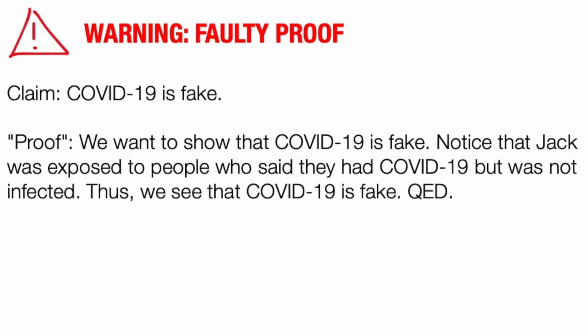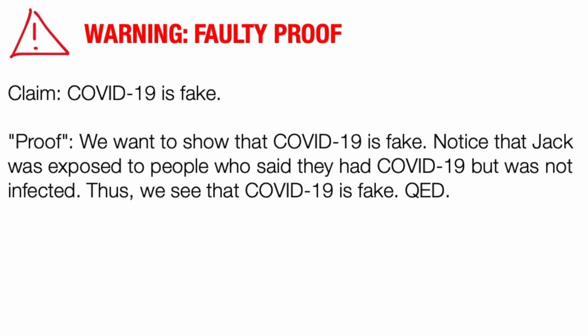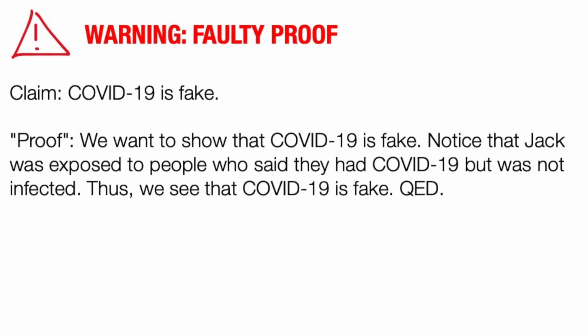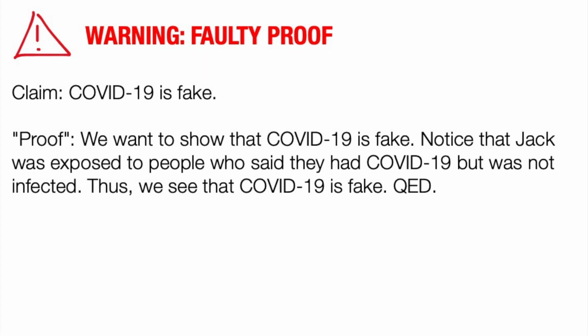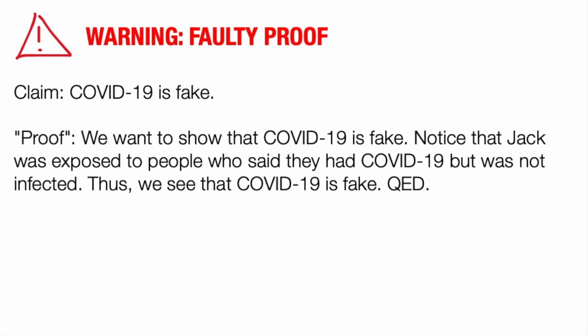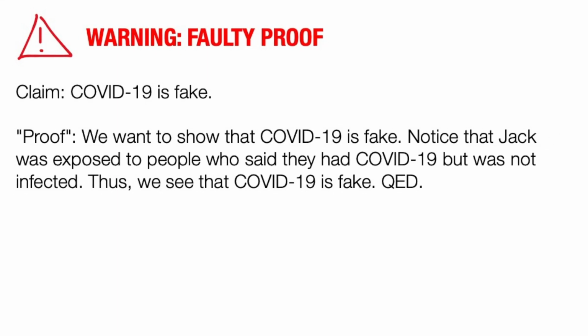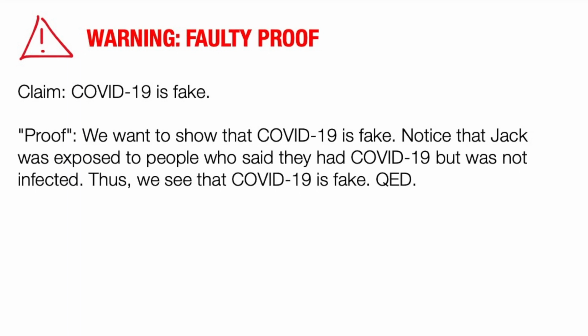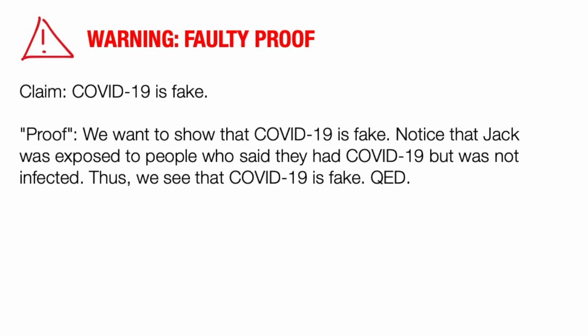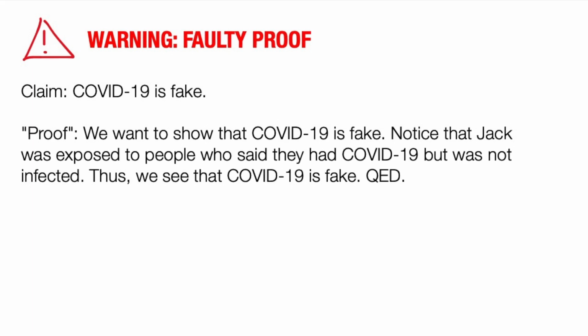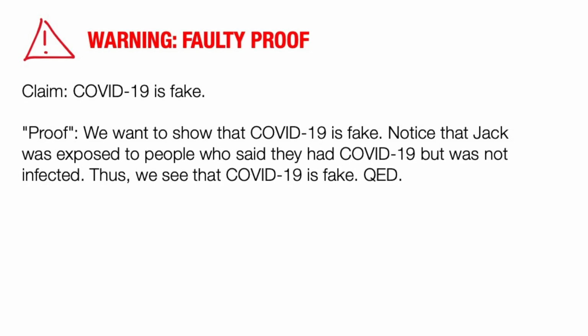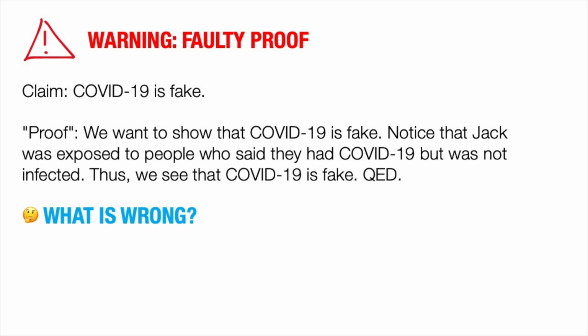Faulty proof. Claim: COVID-19 is fake. Proof. We want to show that COVID-19 is fake. Notice that Jack was exposed to people who said they had COVID-19, but Jack was not infected. Thus, we see that COVID-19 is fake. QED. Do you see anything wrong with this proof? It might look like it is a valid proof at first glance, but you might feel like something is wrong, but you don't know exactly what that is.